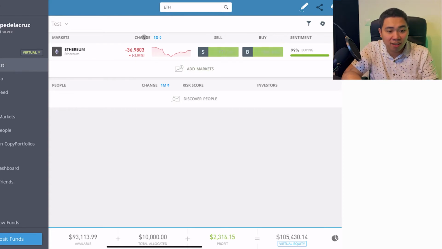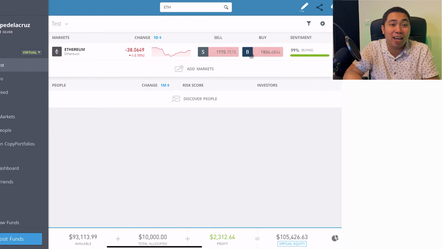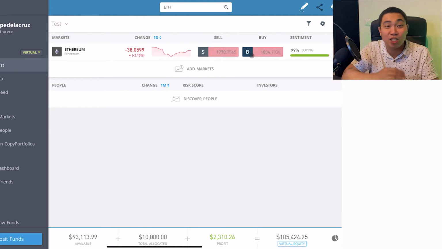Right now, I can see that within the day, Ethereum dropped by 2%, and the current sell and buy price are these values that have been moving. Again, remember, crypto isn't regulated by any market, so crypto trading is actually live 24/7. And that's why it's moving.